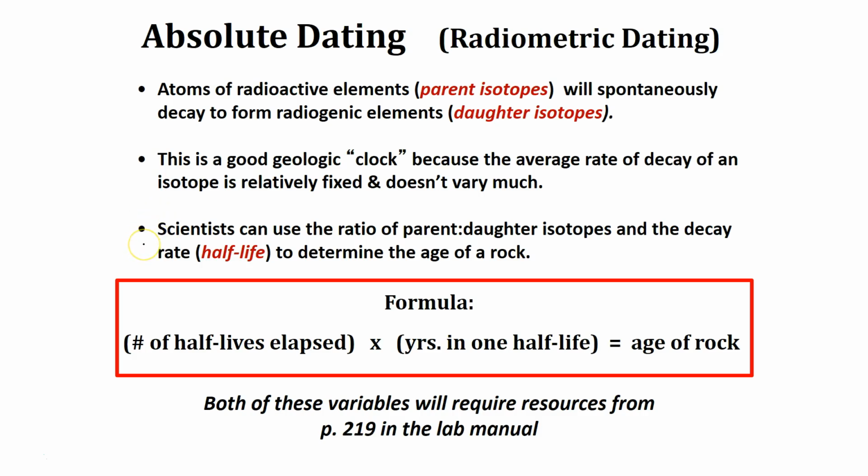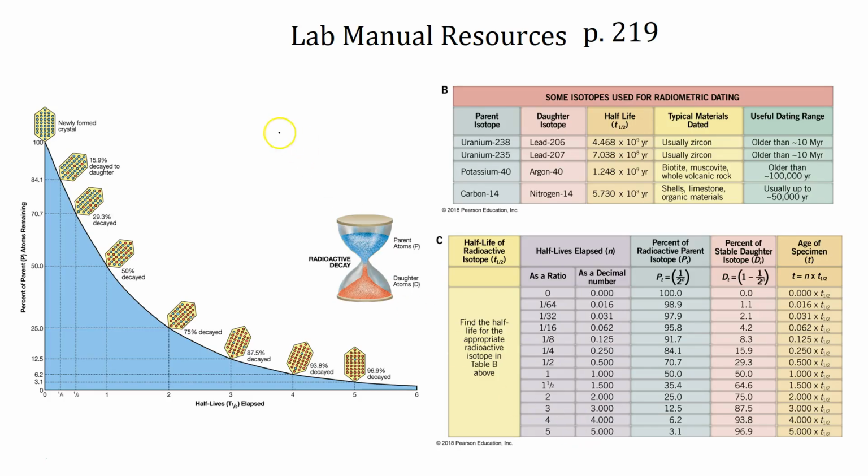So scientists can use the ratio of parent to daughter isotopes and the decay rate, which is known as the half-life, to determine the age of a rock. So we've got our general formula here. It tells us that the number of half-lives that have elapsed times the length of one half-life will give us the age of that rock. And in order to find these variables, we're going to be using resources from the lab manual on page 219.